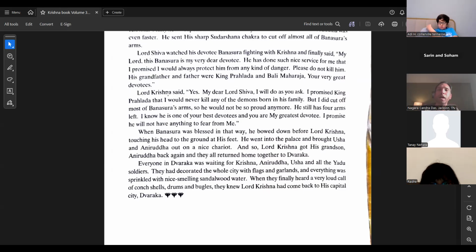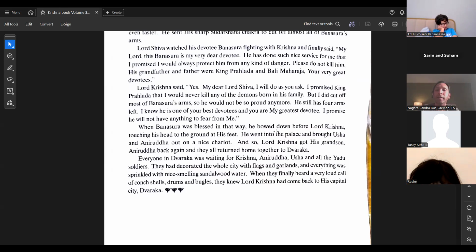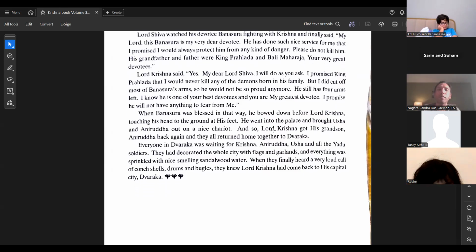I promised King Prahlad that I would never kill any of the demons born in his family, but I did cut off most of Banasura's arms so he would not be so proud anymore. He still has 4 arms left. I know he's one of your best devotees, and you are my greatest devotee. I promise he will not have anything to fear from me."